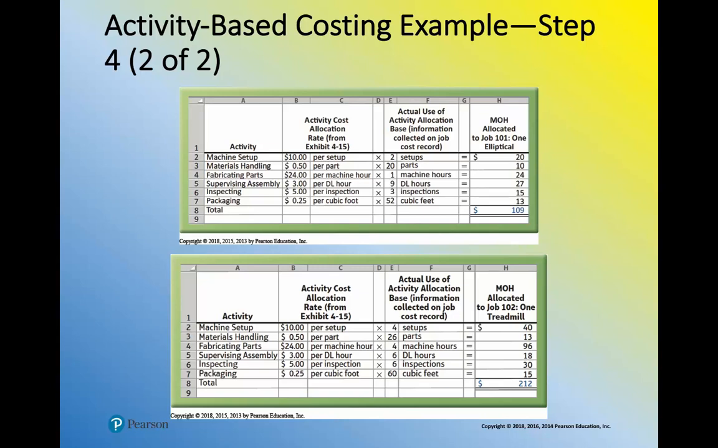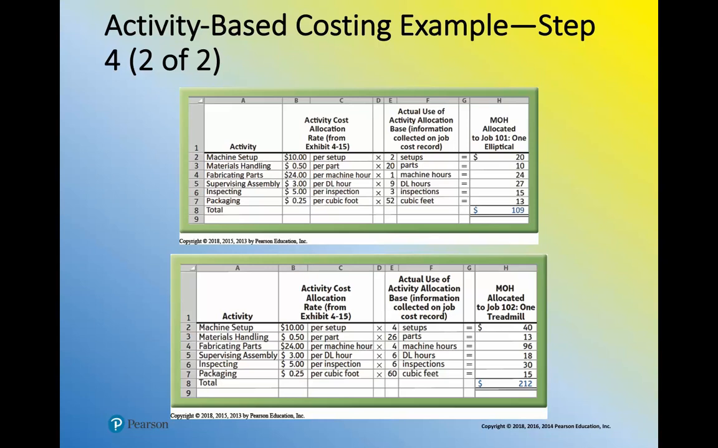So here we have our example of our two different machines, job 101, job 102. 101 is our elliptical machine. So we can see here it requires 2 setups, 20 parts, 1 machine hour, 9 direct labor hours, 3 inspections, 52 cubic feet. So now based off of this, our activity-based costing, we're only going to allocate $109 under manufacturing overhead. For departmental, we allocated $140. For predetermined overhead rate plant-wide, we allocated $160. So we can see as we're getting more accurate, the elliptical is actually using up more resources than just using that one plant-wide overhead rate.